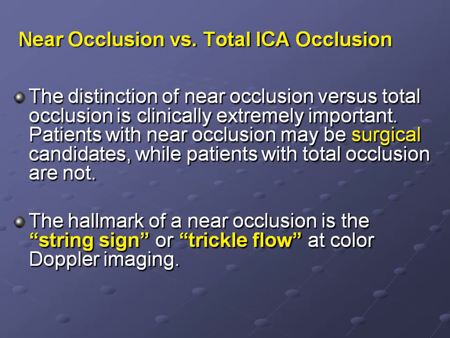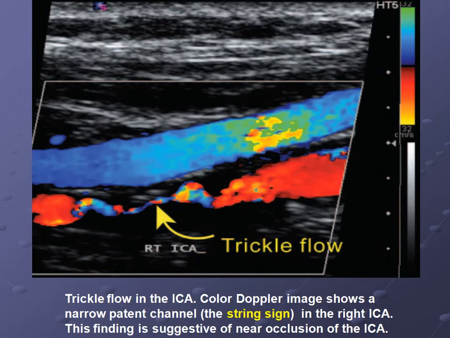Okay. Now, near occlusion versus total ICA occlusion. The distinction is very important, we said, because 99% narrowing has a different management from 100% occlusion. You should be careful to say whether this is complete occlusion or near occlusion. The hallmark of a near occlusion is what is called string sign or trickle flow, which we saw a little while ago. The artery has a very narrow flow. You see this with a low scale. If you increase the scale, you will lose this and you will get the result of a complete occlusion.